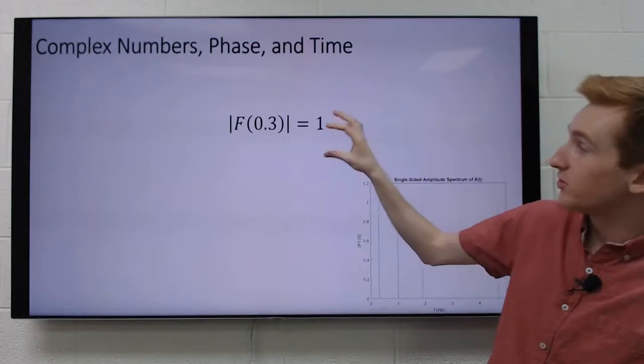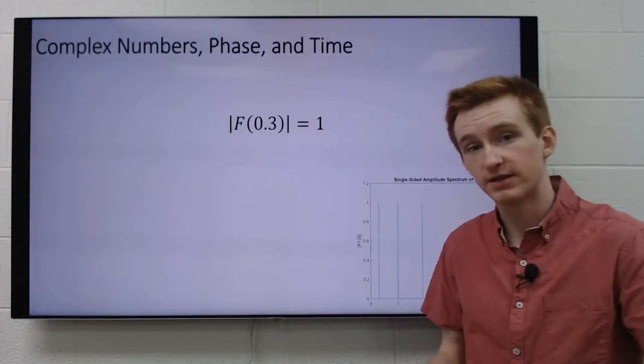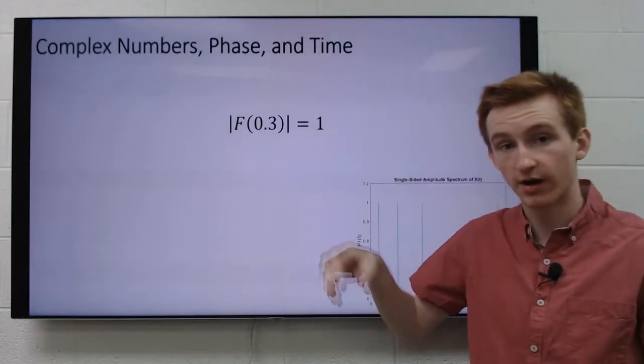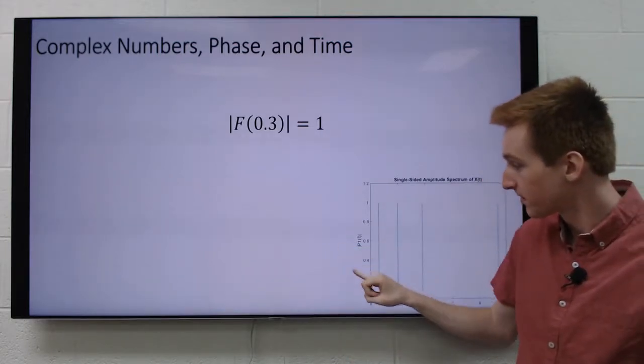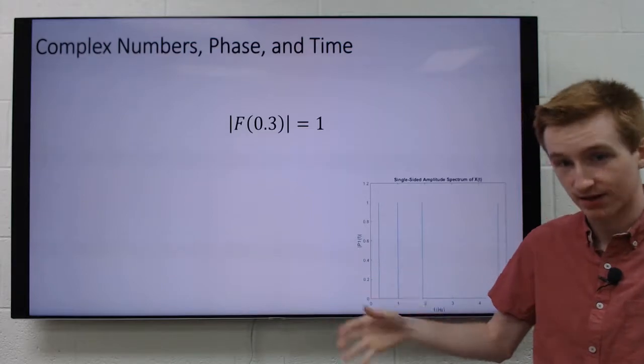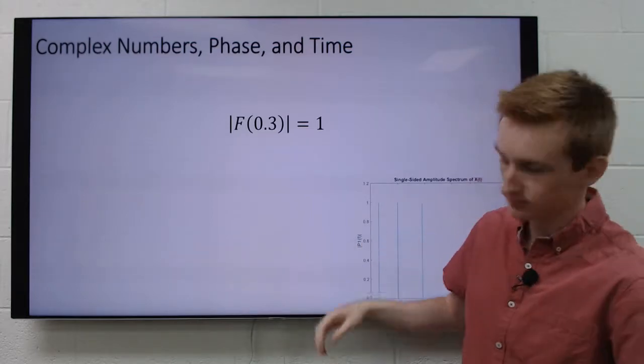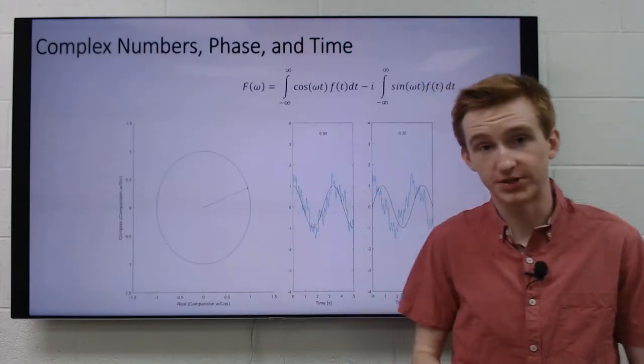The absolute value now gives you the frequency content of the signal, which it does. It gives you the amplitude of 0.3 hertz. And that's why in these Fourier transforms, you have an absolute value for the y-axis instead of just f of omega.